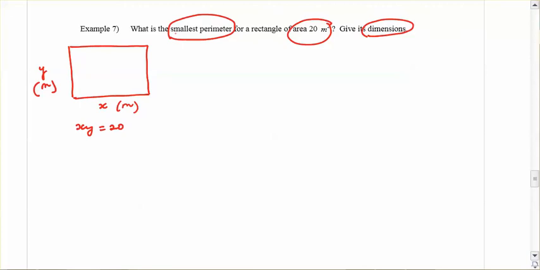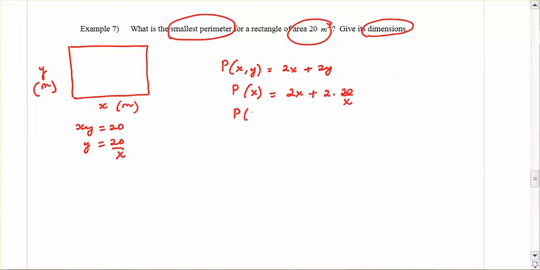So we need to set up an equation for the perimeter. The perimeter using both variables x and y is obviously 2x plus 2y. Remember, the perimeter is simply the length all the way around the four sides. We'll want to work in one variable, so for convenience, let's work in terms of x. y is 20 over x, so P is a function of x: 2x plus 2 times 20 over x. So we get P of x equal to 2x plus 40 over x.